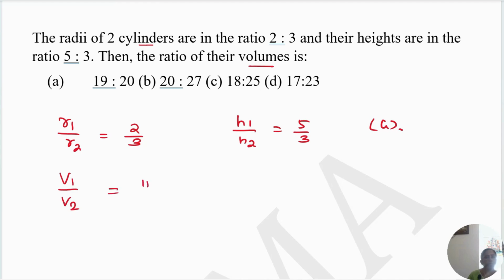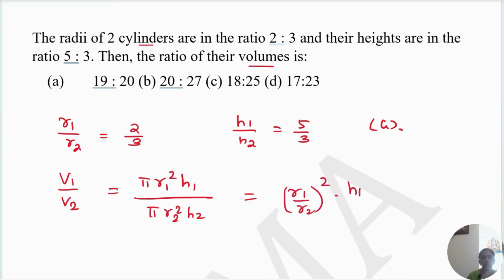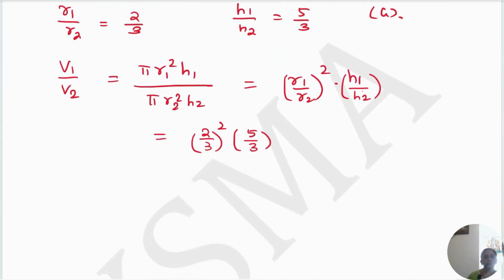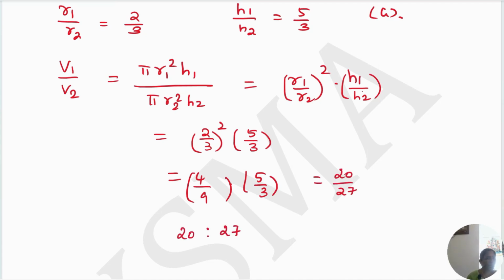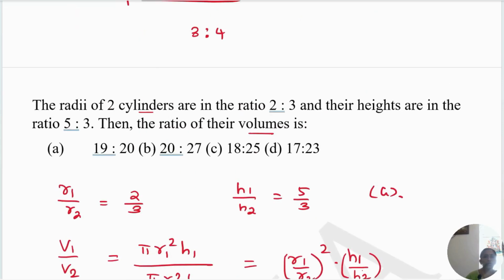So V1 by V2 is pi R1 square H1 divided by pi R2 square H2. So pi will get cancelled. So R1 by R2 the whole square into H1 by H2. You can replace your values: R1 by R2 is 2 by 3 squared and H1 by H2 is 5 by 3. So now 4 divided by 9 into 5 by 3. So this is 20 divided by 27. So our ratio is 20 is to 27. So our answer is B.